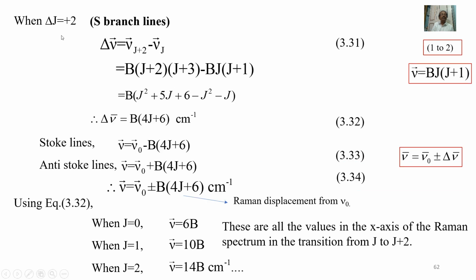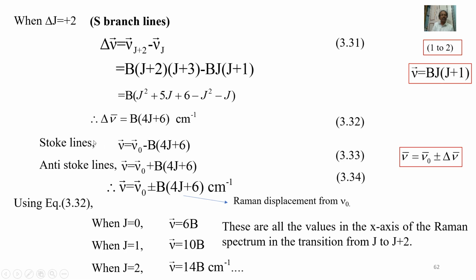So now the second one, 1 to 2. When delta J equals plus 2, which represents the S branch lines, delta nu equals nu J plus 2 minus nu J. So instead of J, you substitute J plus 2. So we have B times (J plus 2)(J plus 3) minus BJ times (J plus 1). So the first term becomes, pulling B common out, J squared plus 5J plus 6 minus J squared minus J. J squared and J squared will cancel. We have 5J minus J, that will be 4J. So B times (4J plus 6).